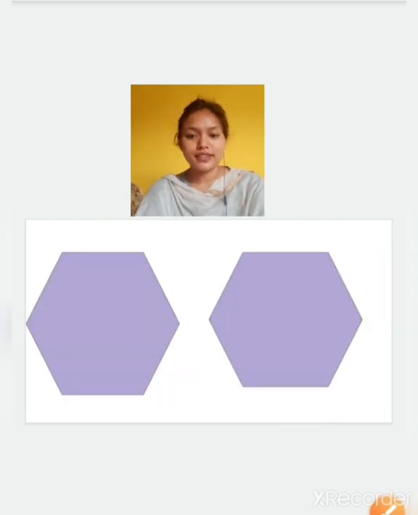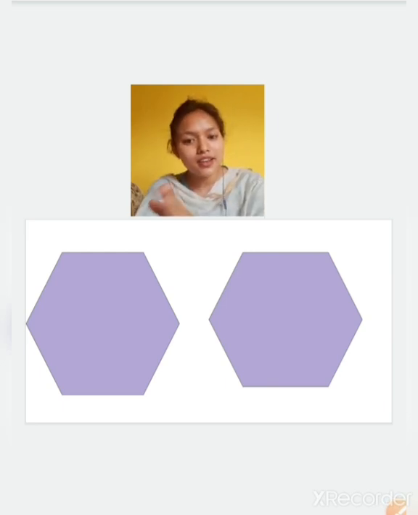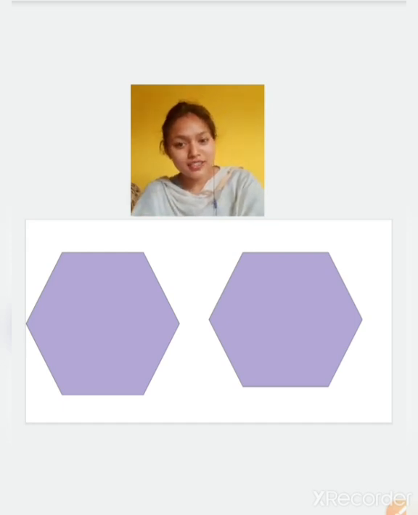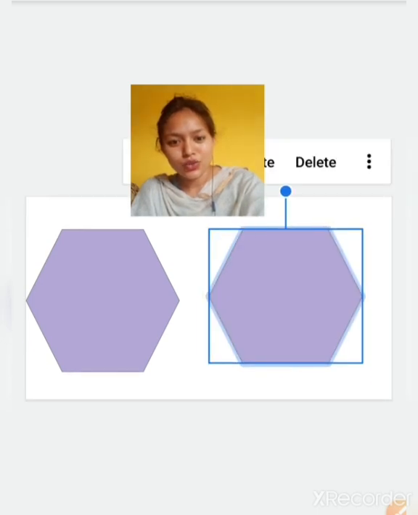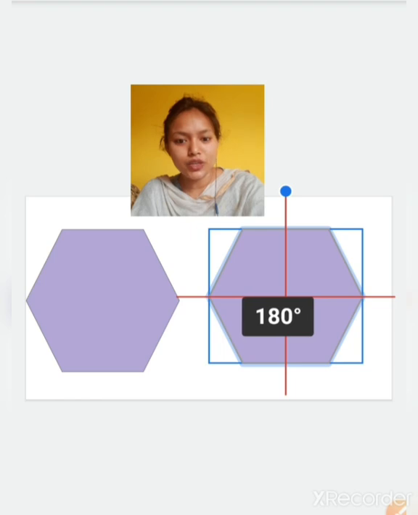Now here you can see the hexagon. So will hexagon show the rotational symmetry or not? Just tell. Let's guess. Will it show or not? You have guessed? Okay, just let's check. Okay, so we will rotate it to the half. So it will be 180 degree rotation.